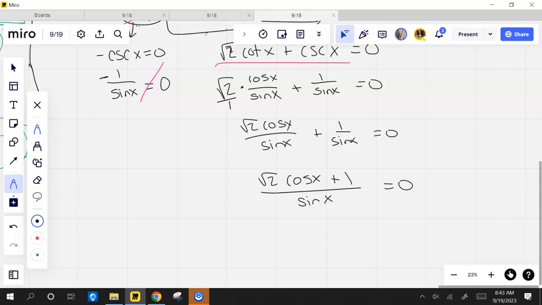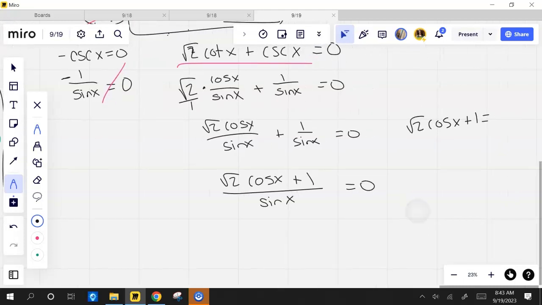Okay, so if you did that, what good is it going to do you? Like if I did square root of 2 cosine x plus 1 equals sine x, what good does that do? What equals 0? On the right side, and then minus 1, minus 1. Okay, y'all are just going about it way hard.